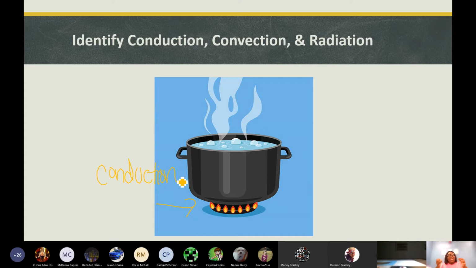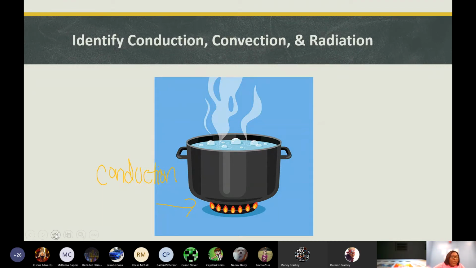We want to remember that convection, while that word looks like conduction, is a very different principle. Convection is talking about fluids being heated and circulating. As Marley told us, fluids are liquids or gases. And so convection heats fluids the best.